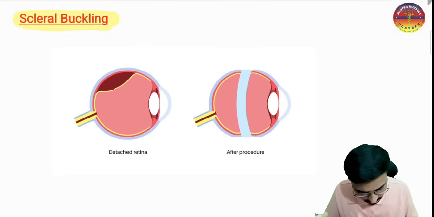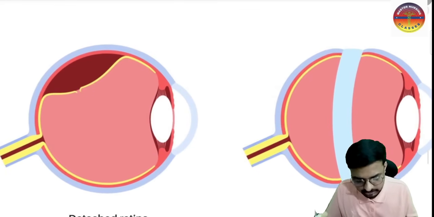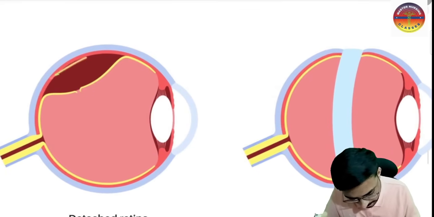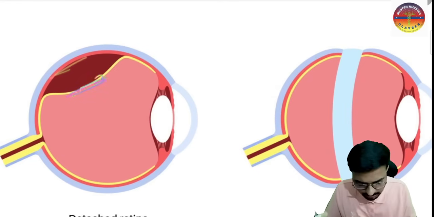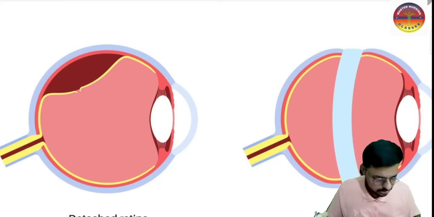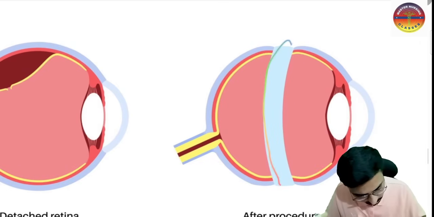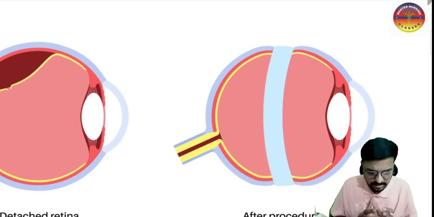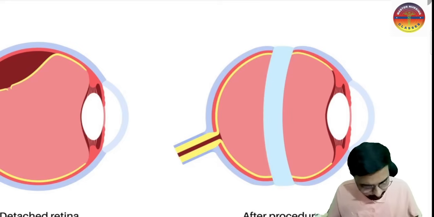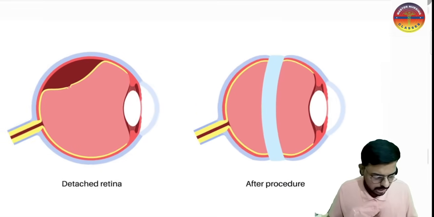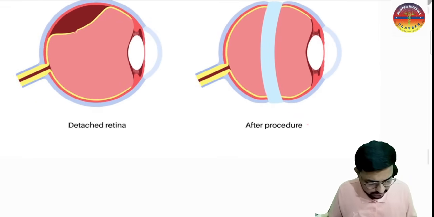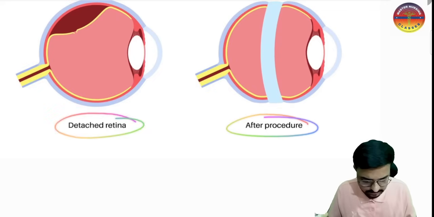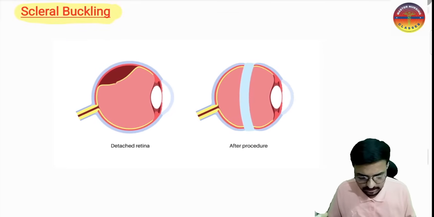This is the detached retina, you can see here. This is the choroid layer we have, and here is the retina which has come out. Okay, this is the detached retina. Here we are applying the buckle over the eyeball, so that it compresses the eyeball, and it is helpful for reattachment of the retina. This is after the procedure, and this is the detached retina. This is called scleral buckling.